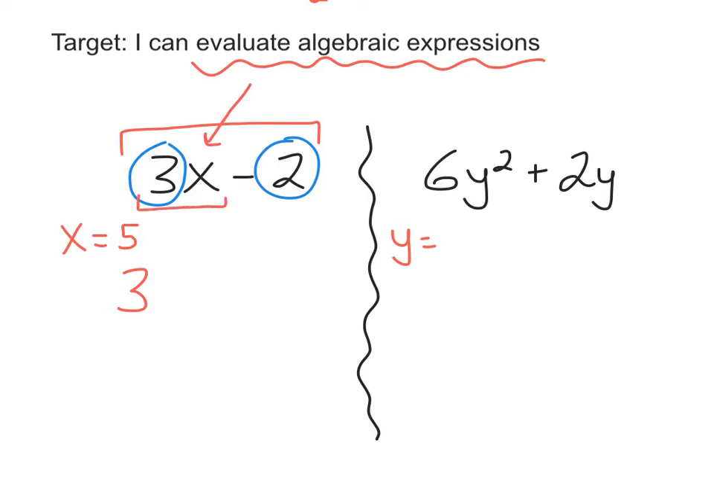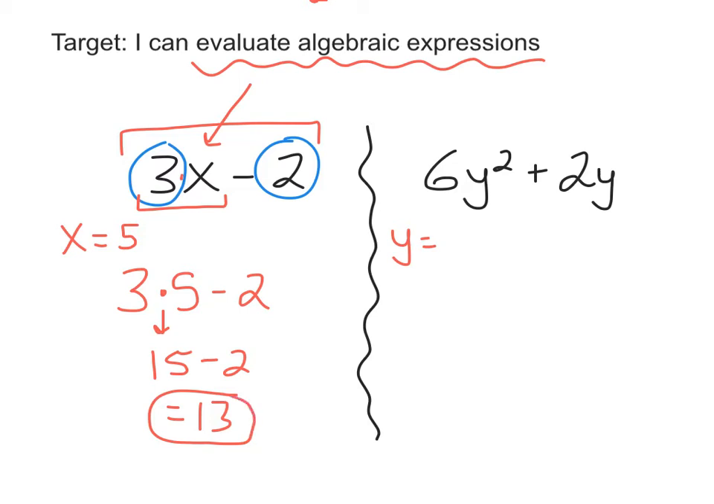Now it does not become 35, because the 3 next to the x means 3 times x. But remember, we don't use that multiplication symbol that looks like an x, because we have the variable x. So it would be 3 times 5 minus 2. Correct order of operations says multiplication comes before subtraction. So 3 times 5 is 15. Rewrite the expression, 15 minus 2 equals 13.